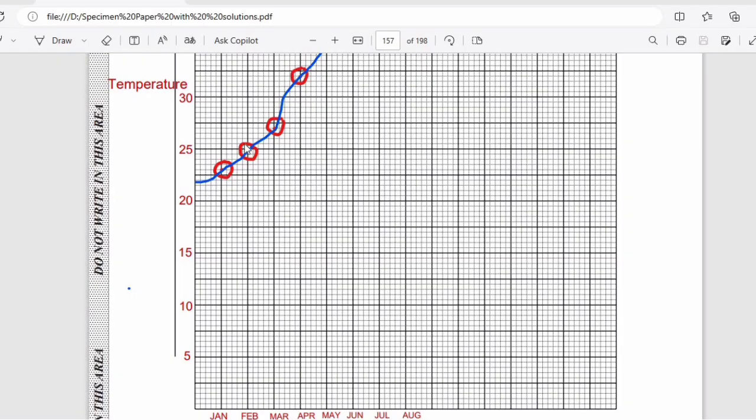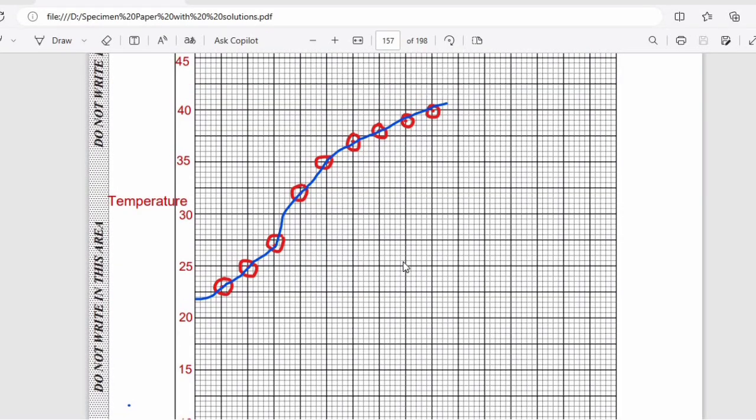For February, it was 25 degrees Celsius, so we put it on the line where it meets up with February. For March, temperature readings were 27, so let's go 25, 26, 27. For April, it was actually 31, 32 degrees Celsius, and that's what we did for all of the points until we got to September.